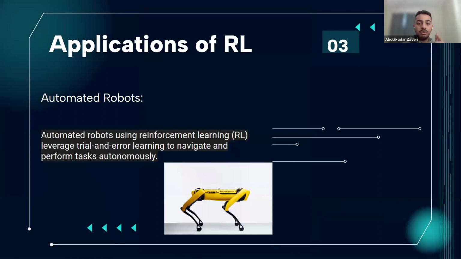This is a famous robot that has been really famous in recent times, and this robot actually uses reinforcement learning. Automated robots use reinforcement learning, leveraging trial and error learning to navigate and perform tasks accordingly. Through interaction with their environment, these robots learn optimal actions to achieve goals, such as navigating obstacles, grasping objects, or completing specific tasks.